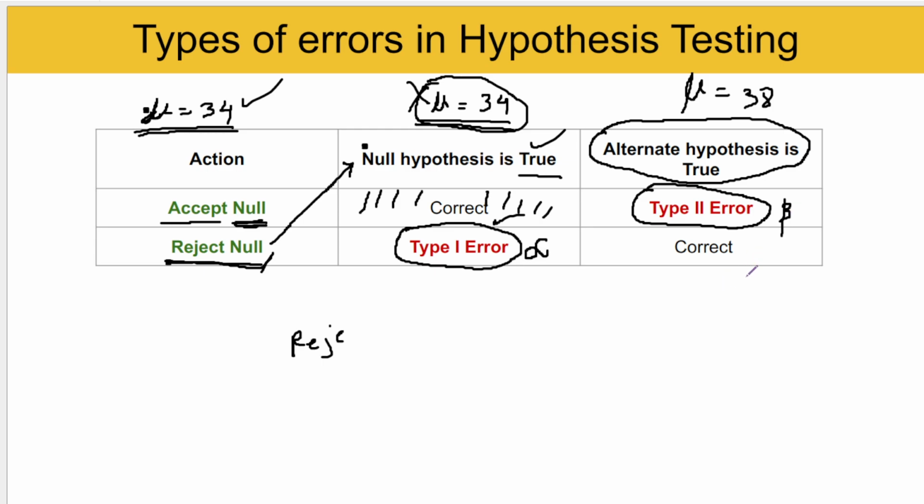Are you clear about this? Sometimes this will confuse you a bit. In general, we want to minimize these errors. What is our aim? We want to minimize these errors. When the null hypothesis is actually true, I should accept it. And when the alternate hypothesis is true, I should reject the null hypothesis. This is what is intended. This is just jargon; you will see this part many times.